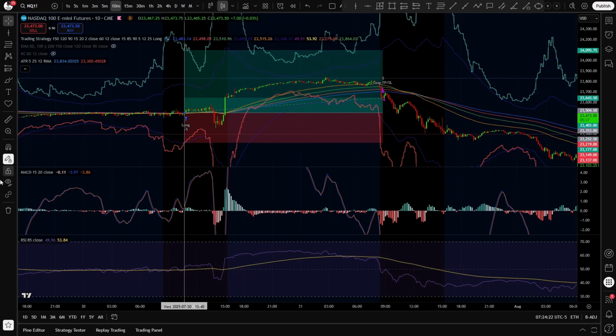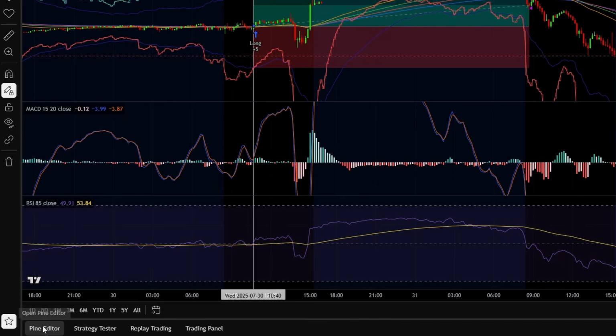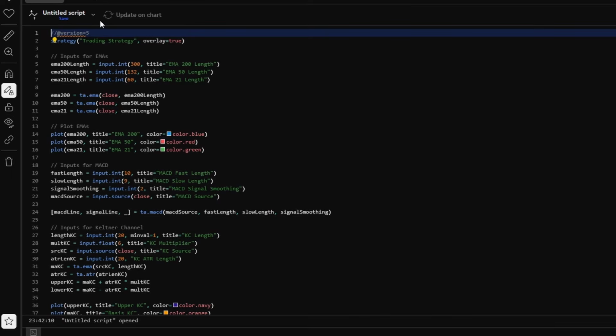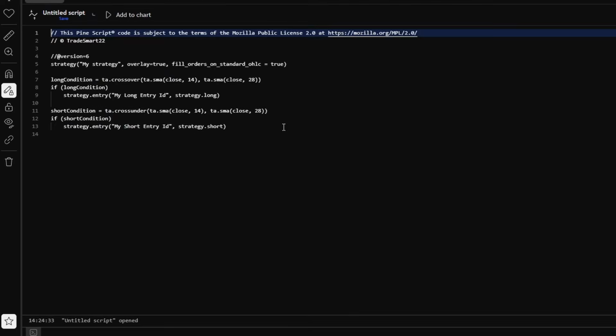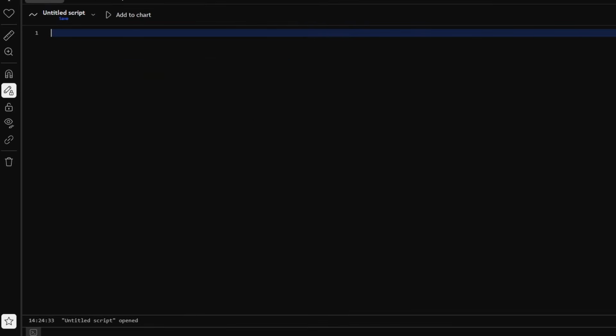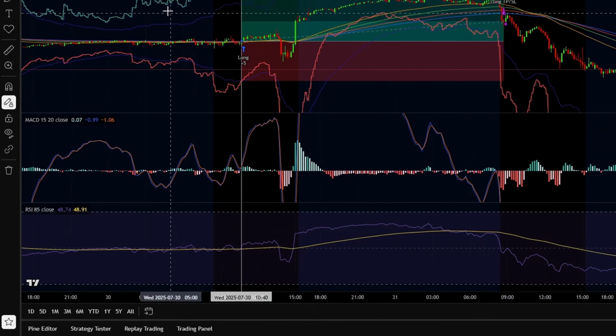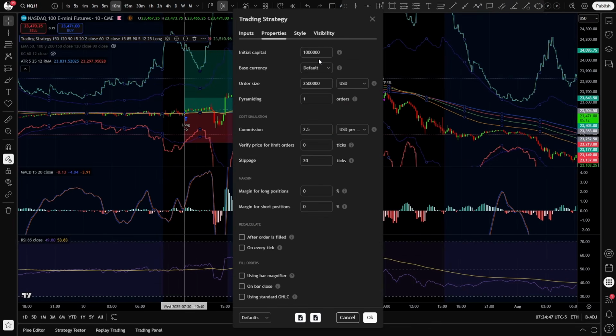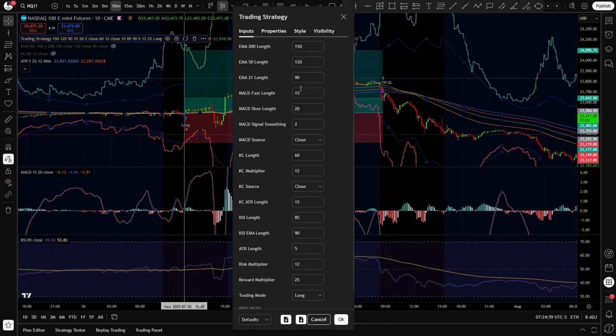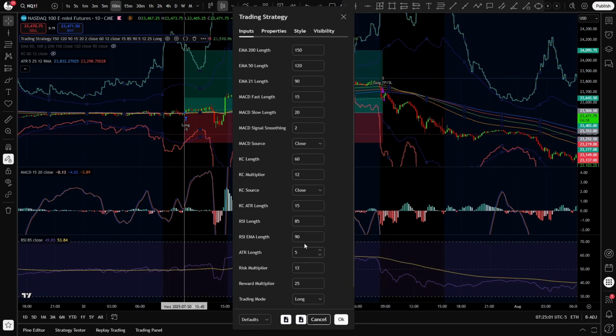Copy the source code, come back to TradingView, and here at the bottom, click on the Pine editor. Then click here. Then create new and strategy. Highlight everything here, delete it. Paste the source code right here and click on Add to Chart. If you've done that correctly, you will see the strategy script right here. Now make sure, if you want to generate these backtest results, what I just showed you, set the correct parameters. So this is my properties tab. And this is my inputs tab with all the optimized settings.